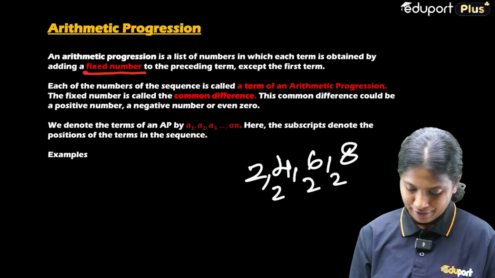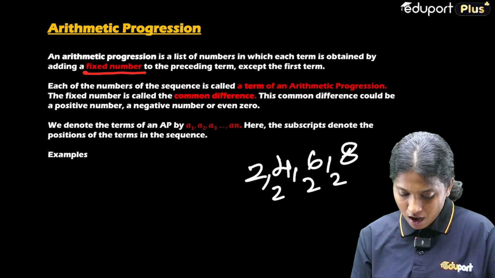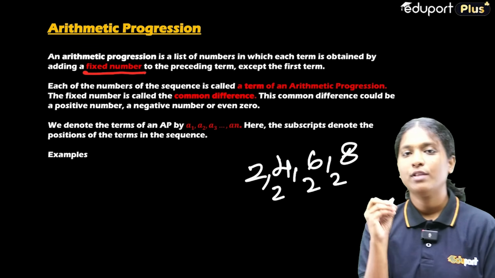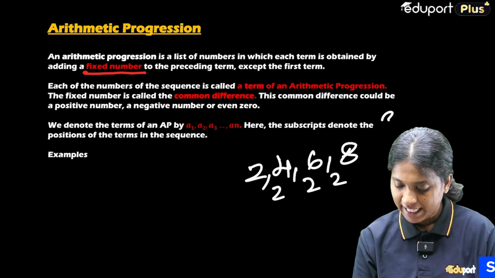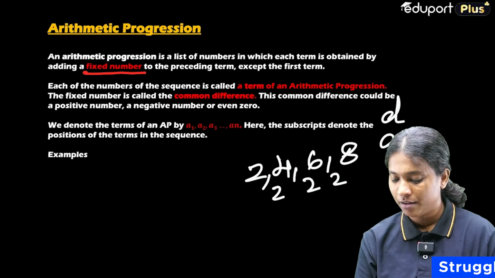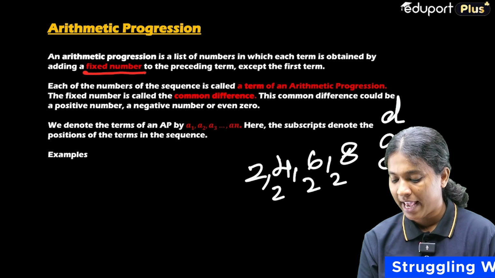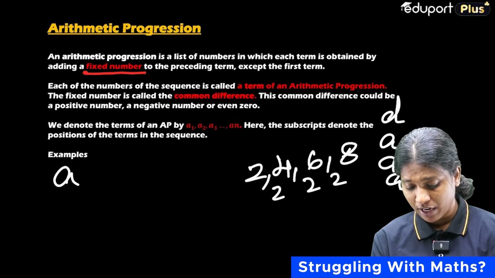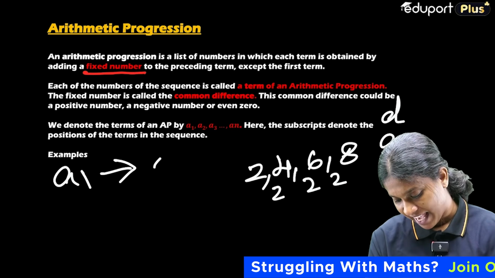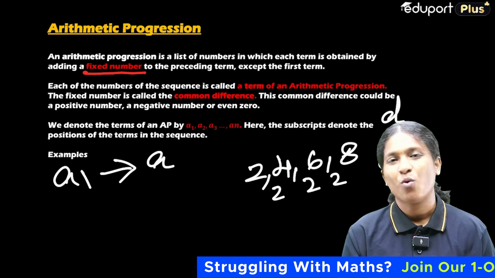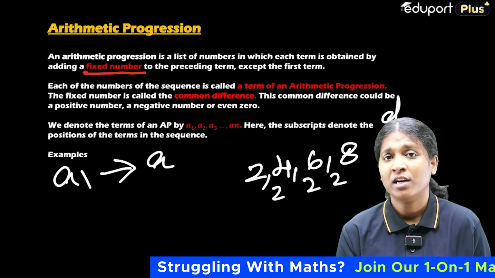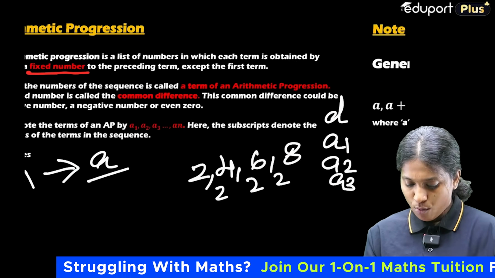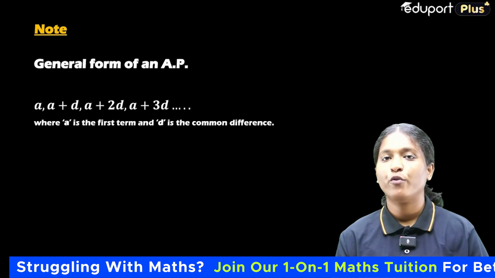Now, we denote terms of an AP by A1, A2, A3, up to An. I told you that we denote the common difference by D, and each term is denoted by A1, A2, A3, etc. The first term is denoted by A1, but sometimes we can denote it by A because it is the first term. So, we don't have to give the position number 1. We can write it as A.